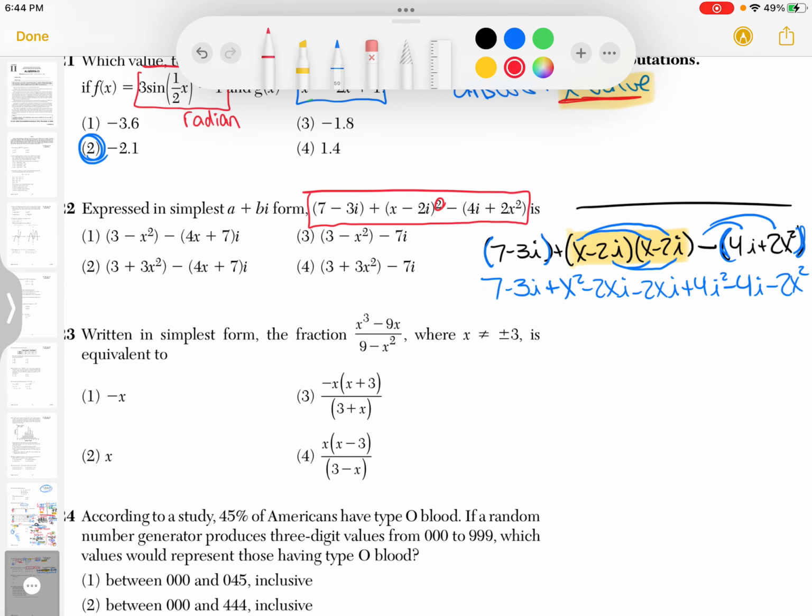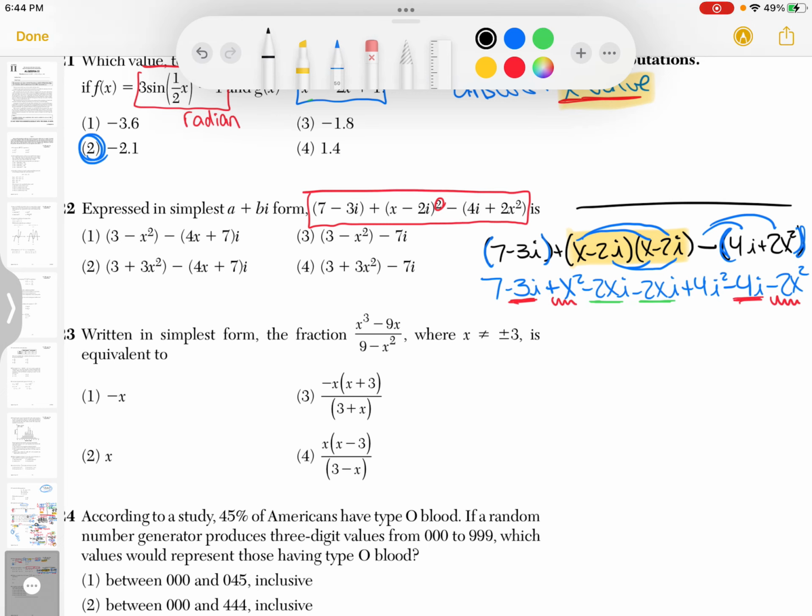Wow. So I need to combine some stuff. Let's look through and see what things I can combine. I have a negative 3i and a negative 4i that I can combine. I have an x squared here that'll combine with this negative 2x squared. Oh, and I have negative 2xi and negative 2xi. I think that's all that can combine, so I'm just going to combine it now.